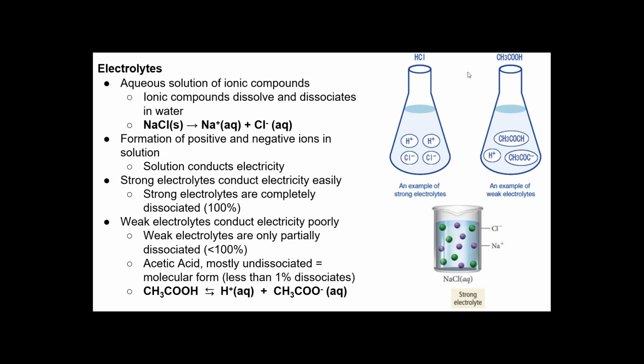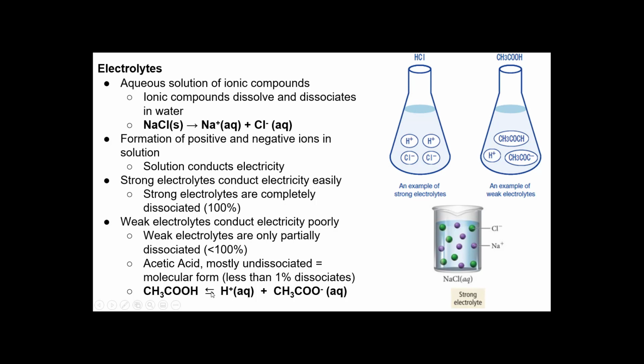So with electrolytes, if it dissociates, you see the solid go right into aqueous solution because it'll be surrounded by water. Formation of positive and negative ions allows a solution to conduct electricity. However, if we look at a weak electrolyte, acetic acid, it is mostly undissociated, meaning it does not split apart its compound the way sodium chloride completely breaks apart and goes right into ions. Acetic acid does not. Less than 1% of it actually dissociates. That's why the light bulb will be very, very dim.